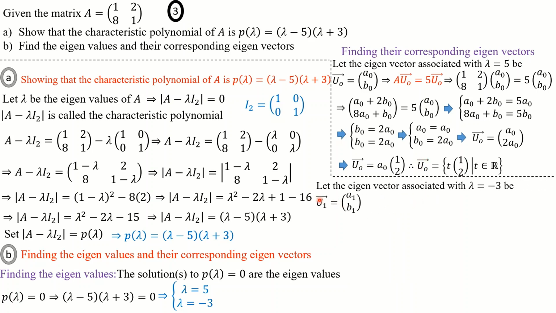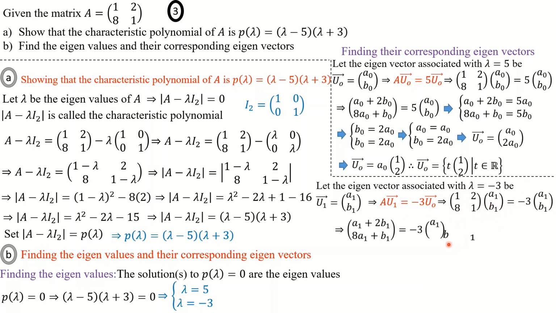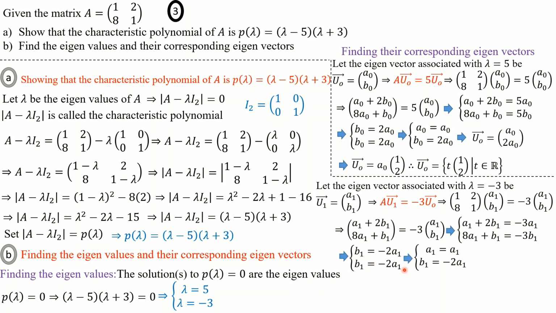Alright, we now move to finding the eigenvector associated with lambda equal to -3, and I've called it U1, having entries A1, B1. It follows the same equation: A times U1 should be equal to -3 times U1. So with that we just multiply the two and we equate. We do the same thing that we did up here, and we get our system. Now we express A1 in terms of B1 or B1 in terms of A1. It all depends on you. Alright, so B1 will be equal to -2A1 according to the first equation and also according to the second equation.